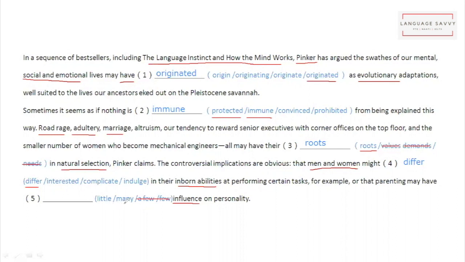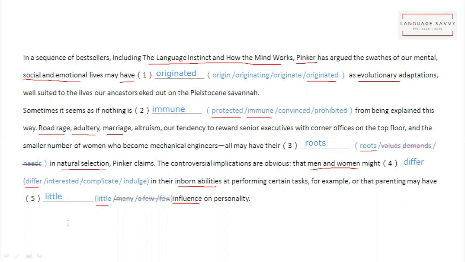Now many is always used for a plural form. So if it was influences, we could have used many, but it's a singular form of influence. So we cannot use many. So we are left with little, which is our correct answer. So the fifth correct answer was little. So for example, or that parenting may have little influence on personality.